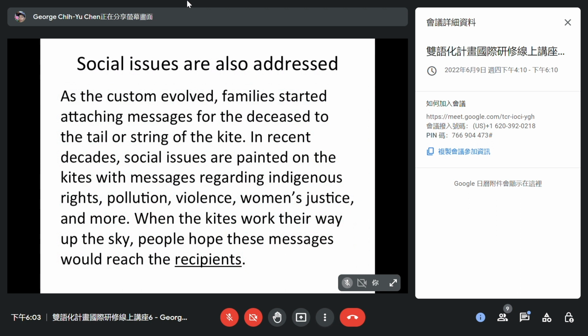And it's up to you to design the kite and see what you want to put up in the air for people to see. When the kites work their way up the sky, 当这些风筝飞上天呢, people hope these messages will reach the recipients. Recipient means 接收者, so they can get the message and understand the social issues and try to find solution for them.